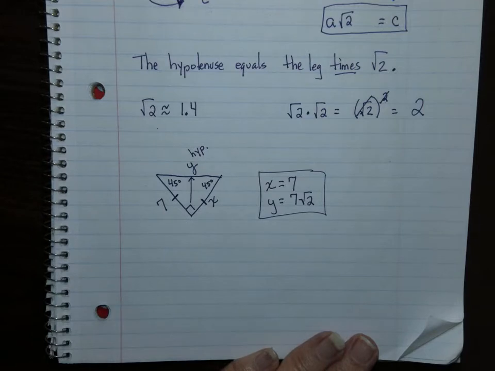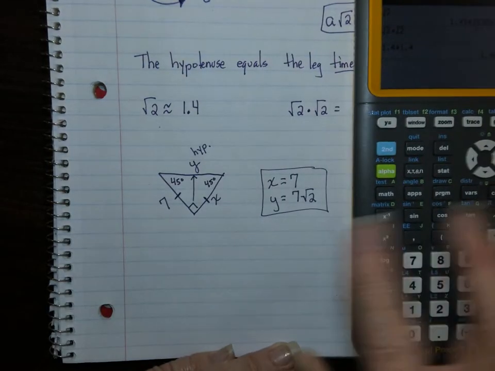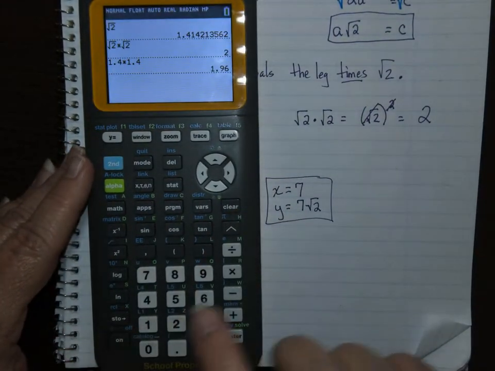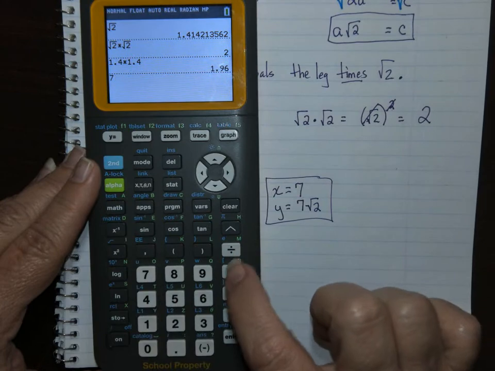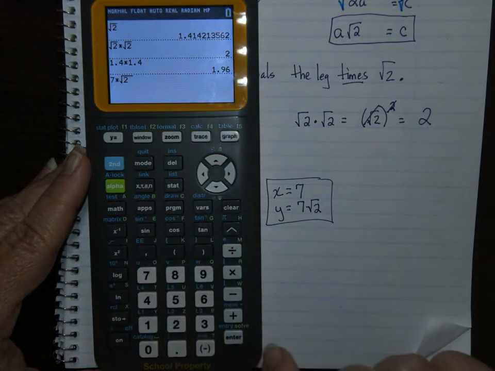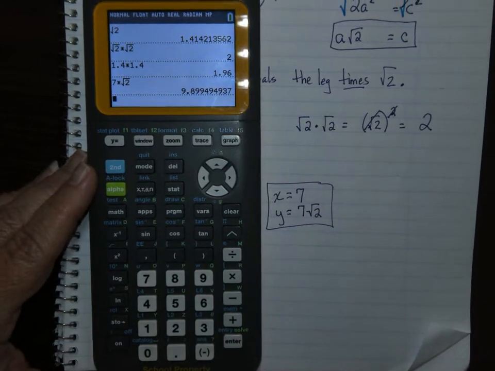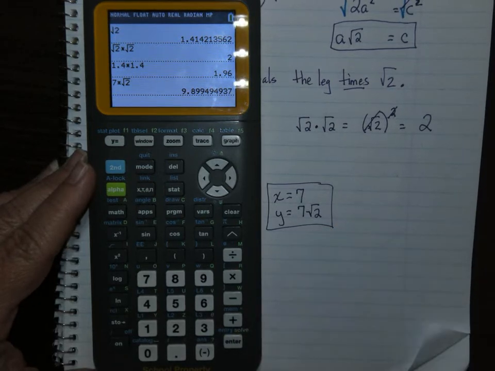That's the answer. Now, if the problem said to find y and change it to a decimal, then you would do 7 times the square root of 2, and you'd put in your decimal, you'd round it to whatever place they said to round to. But for what we're doing right now, we can leave it as 7 times the square root of 2. We're not even going to change it into decimal form.